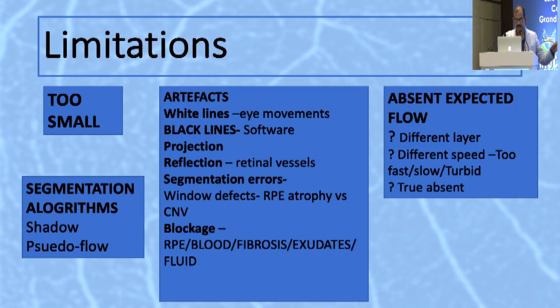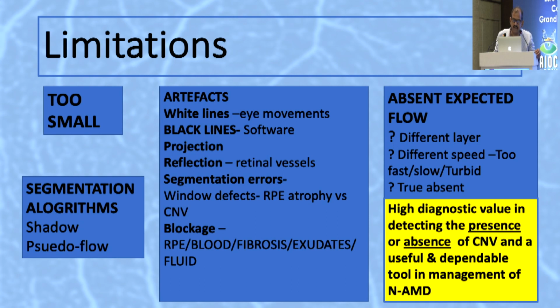There are limitations. Dr. Amrinder has already explained those various artifacts and limitations, but still, OCT angiography has high diagnostic value in detecting the presence or absence of choroidal neovascular membrane and is a useful and dependable tool in management of neovascular AMD.